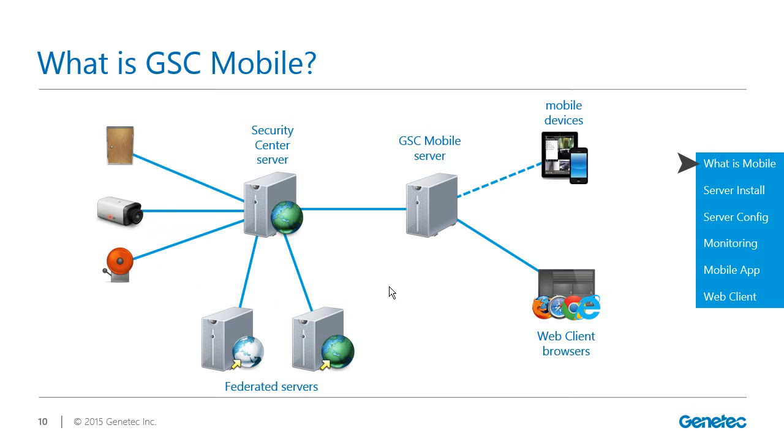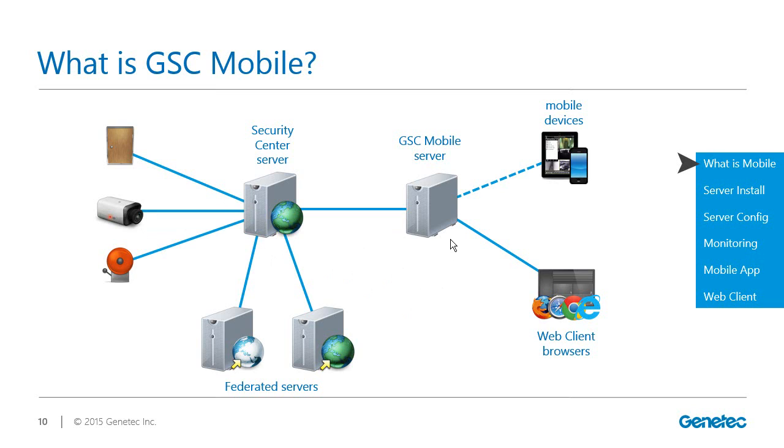Taking a look at this diagram for the connections, we have our main Security Center system here. The cameras, doors, alarms, and other entities are all managed by the Security Center system. Connected to the system is our Security Center mobile server. For smaller systems, this can actually be run on the same machine as the Directory, but usually we recommend running it on its own server.